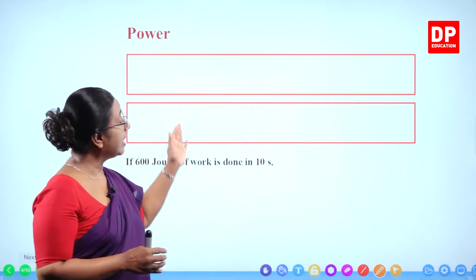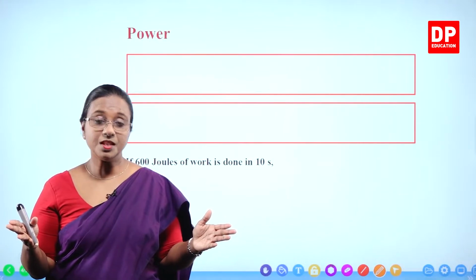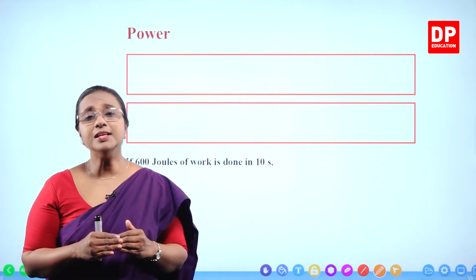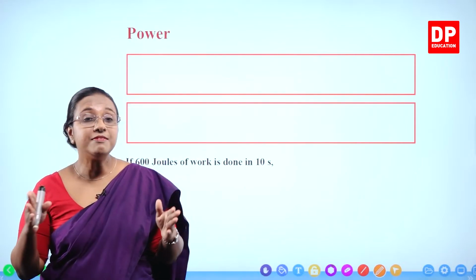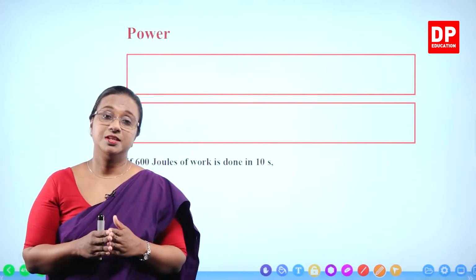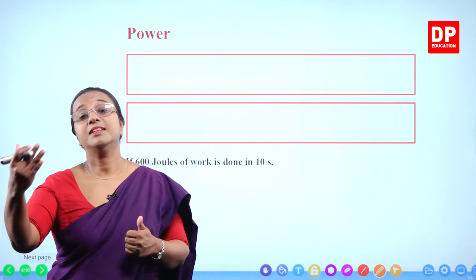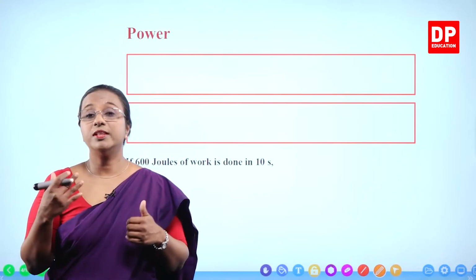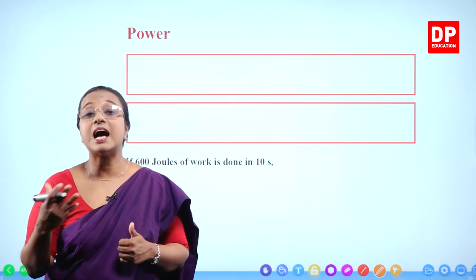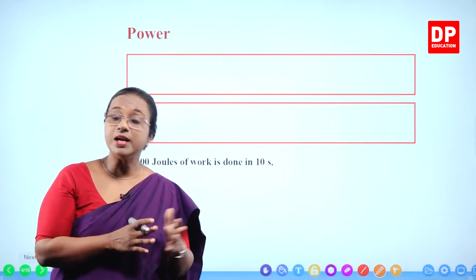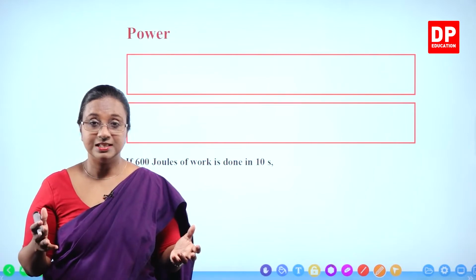But here we are discussing power related to work done. Now the same amount of work can be done in different time durations. If you can do that work fast, then the power related to that work done is higher. If it takes a longer time, then of course the power will be less.